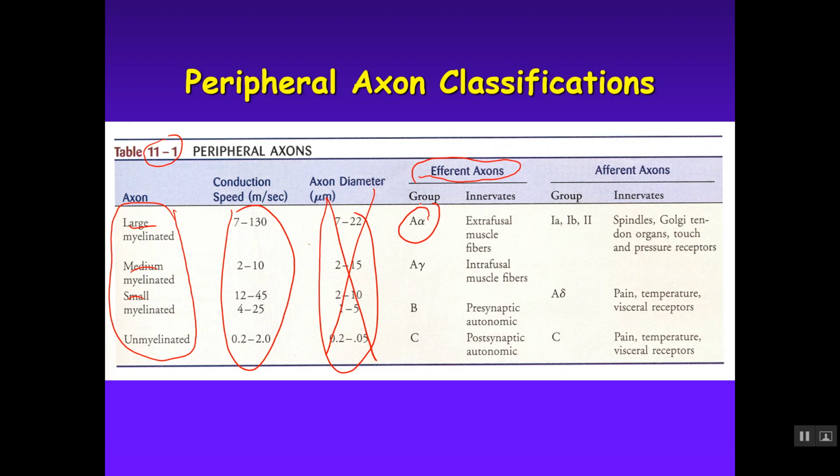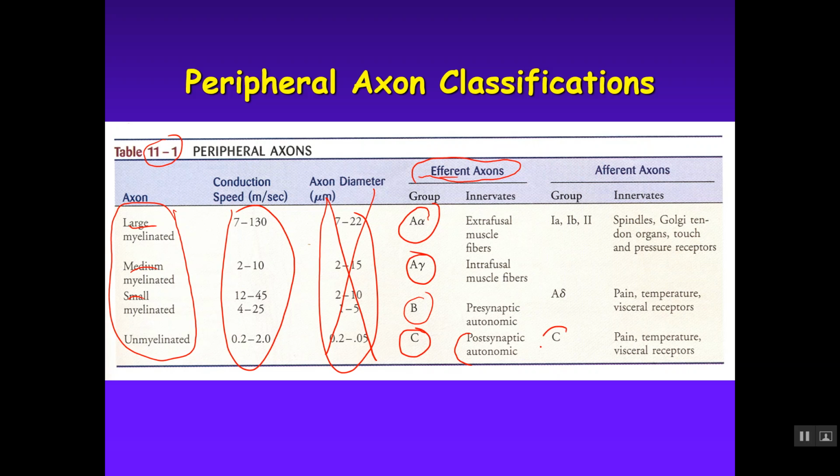We've talked about A alphas, right? Those are the axon types that go to the extrafusal muscle fibers. And we've talked about A gammas. A gammas are the ones that go to the intrafusal muscle spindle fibers. That's the classification of those axons. We have not talked about B axons. There's a B for an efferent axon that goes to the presynaptic autonomic neurons. Okay, the presynaptic autonomic neurons for both your sympathetic and parasympathetic, those axons are classified as B axons. And then there also is a C axon for your postsynaptic autonomic neuron.